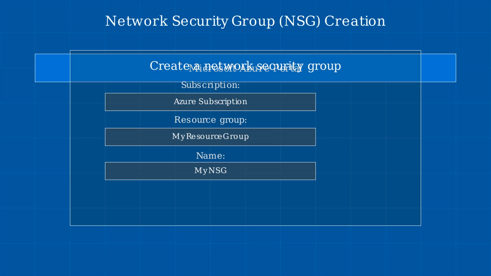Give your NSG a descriptive name that identifies its purpose, such as My NSG. Finally, select the region where your NSG will be deployed. This should match the region of the resources it will protect. Click Create NSG to proceed to the Security Rules configuration.